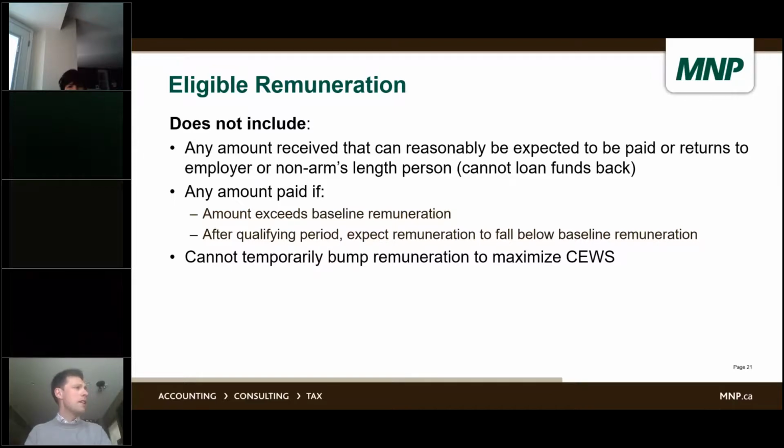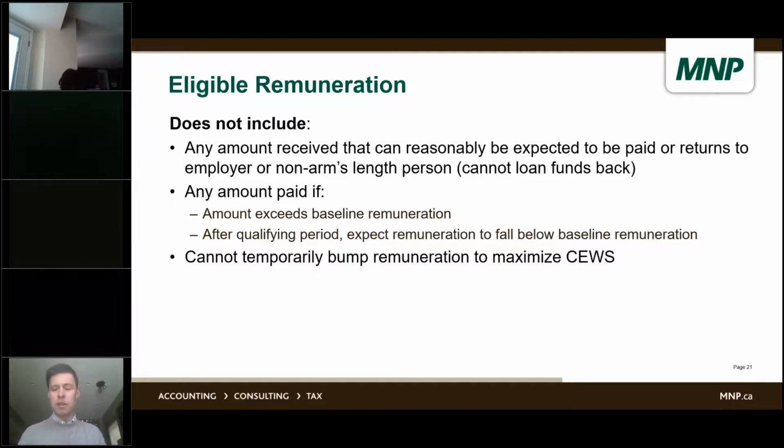It doesn't include anything that is paid if it exceeds the baseline. So obviously you can't top people up to more than what they were making before. But it will lead to some interesting situations where you have commissioned people whose income is lumpier. You will have to do that baseline calculation for that period for those people and see how it turns out. And they might have a different answer for one commissioned person as compared to another.